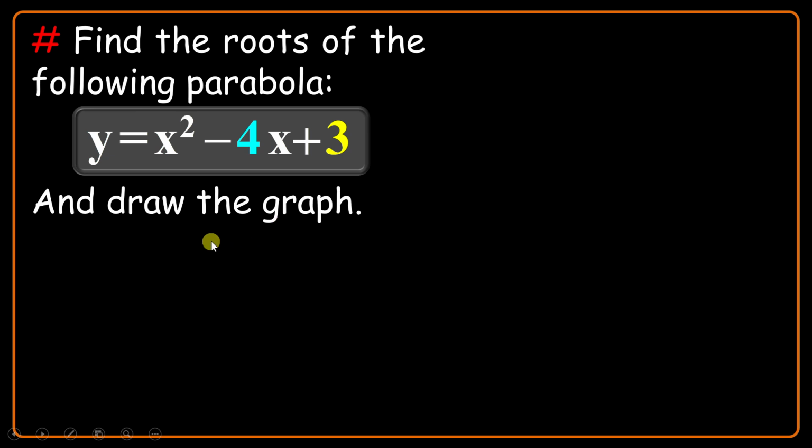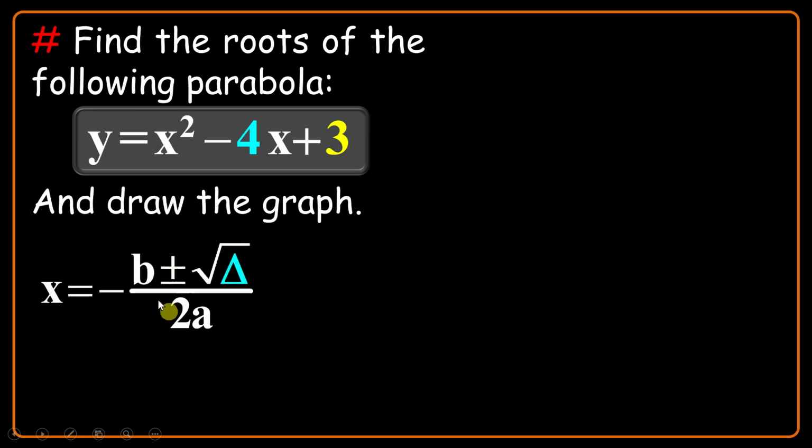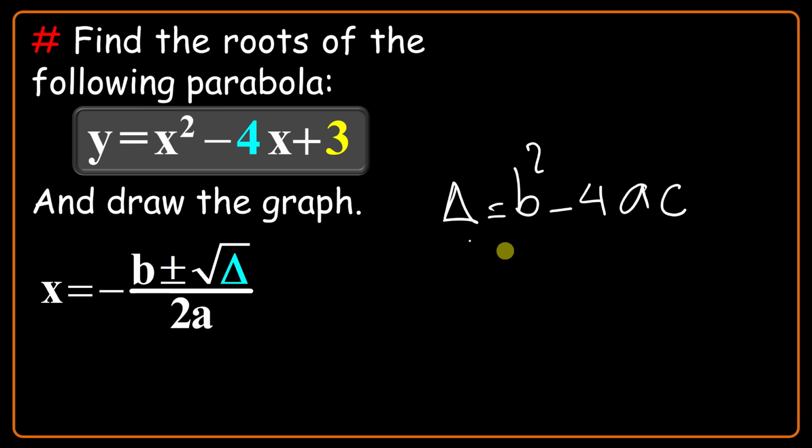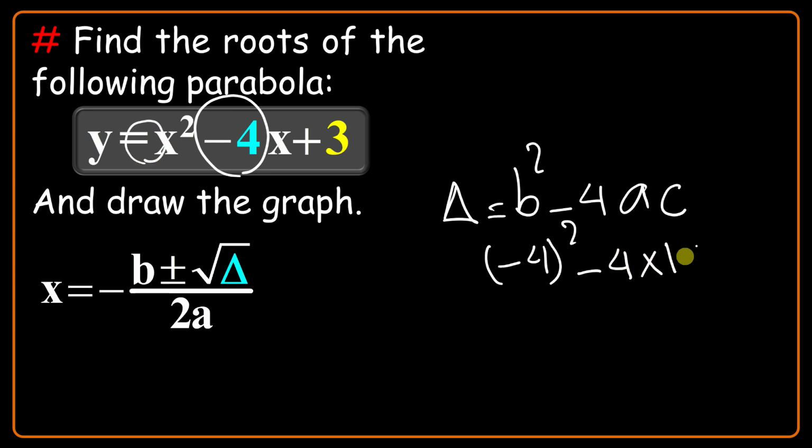For the roots, we have the general approach of x equals negative b plus or minus square root of determinant over 2a. You remember determinant was b squared minus 4ac. b here is negative 4 to the power of 2 minus 4 times a. a is the coefficient of x squared, it's 1 times 3. 3 is the c. So it's 16 minus 12.